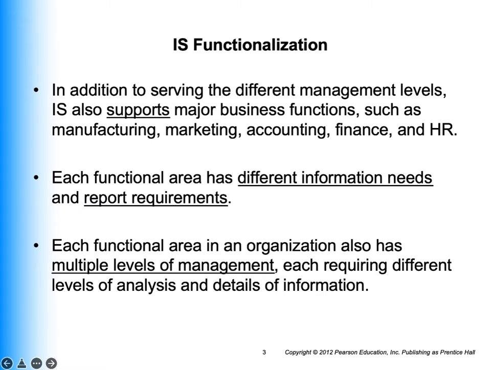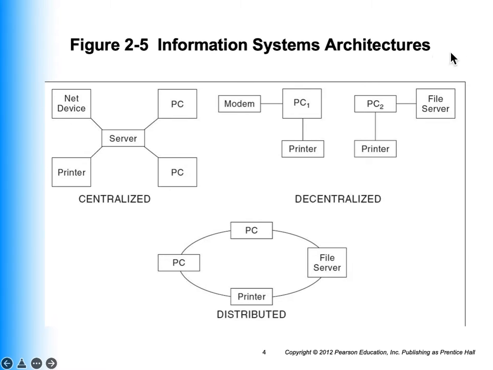Next, we take a look at the different architectures. Here on the left is centralized, where all the systems are connected to the server, client, PC, printer. Over here we have decentralized, where they are standalone. And lastly we have distributed, where they are also connected, similar to centralized, but in a different way, in a ring way. This is a star connectivity, or star connected central star network.